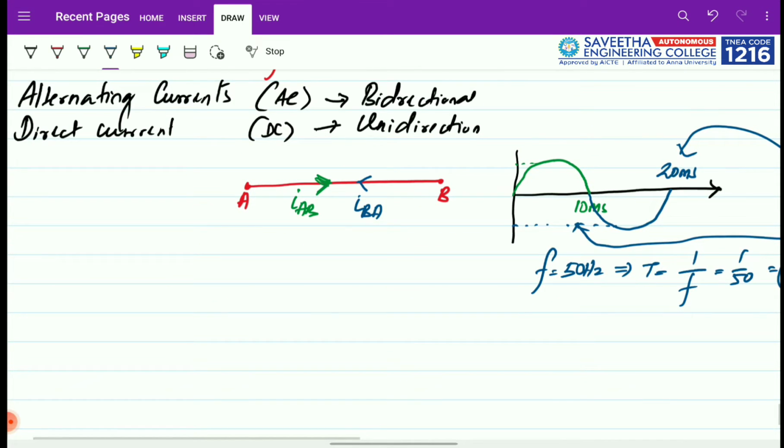But in the same way, if the same conductor is connected to a DC supply like batteries, the current will flow in only one direction, which is IAB. It will not return along the same line. The current will not reverse. So it is a direct current.